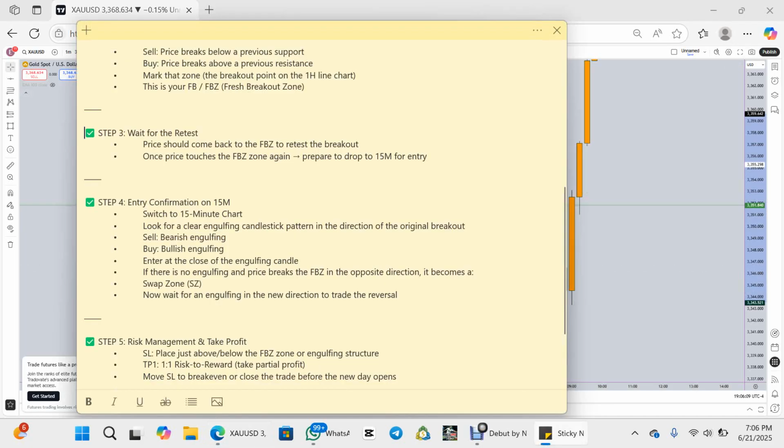So that's what it's all about for the swap zone. So let's take what the other ones are saying. Step 5, I think I've covered this already.